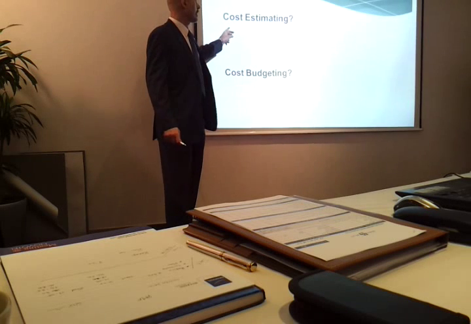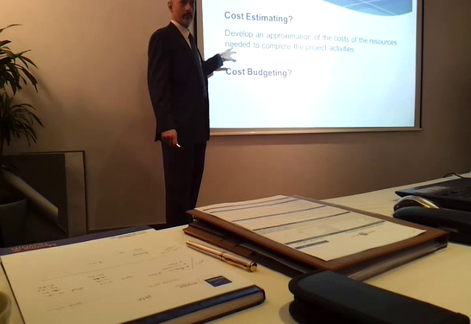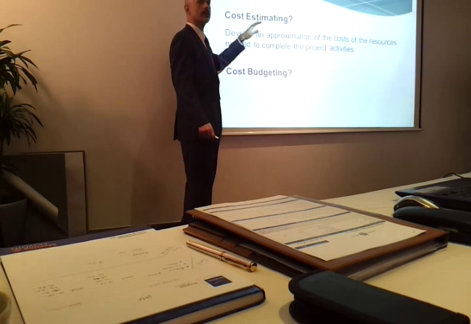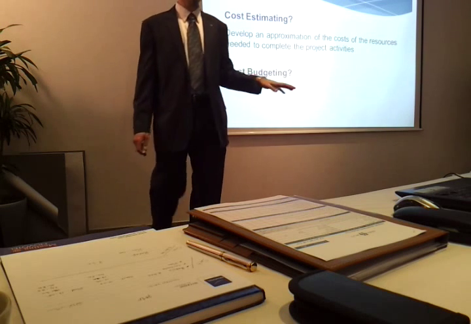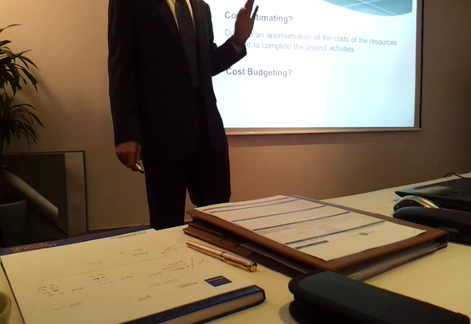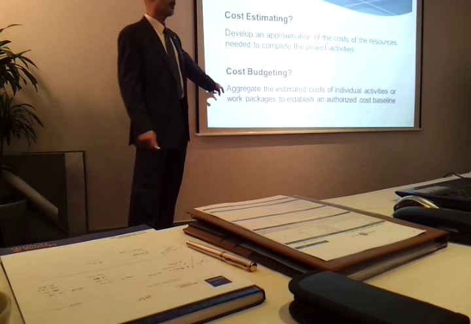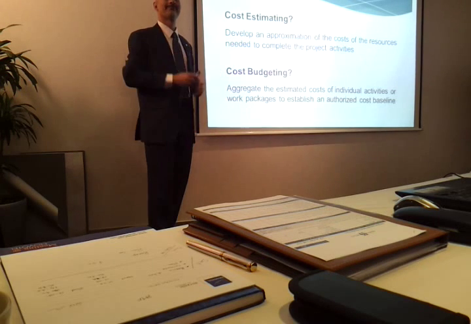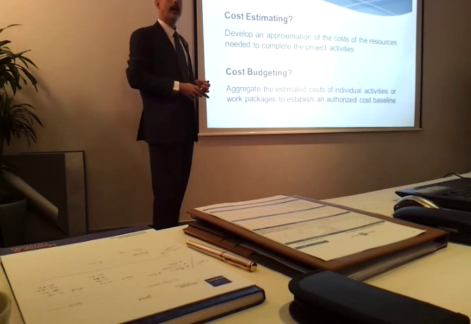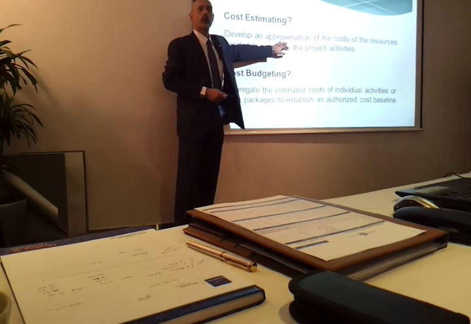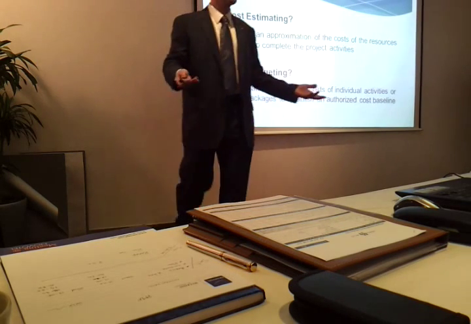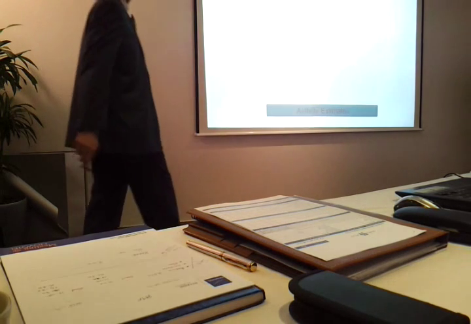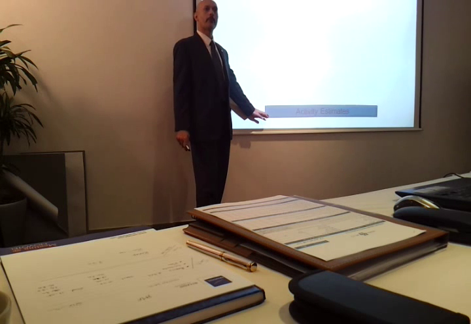Cost estimating, basically, you are estimating the cost of each activity, the cost of the resources and everything. All the resources for every single individual activity. Cost budgeting, you aggregate the individual costs into a project cost. As simple as that. And keep in mind, you are working with an approximation because the name implies it. It's an estimate. Okay?